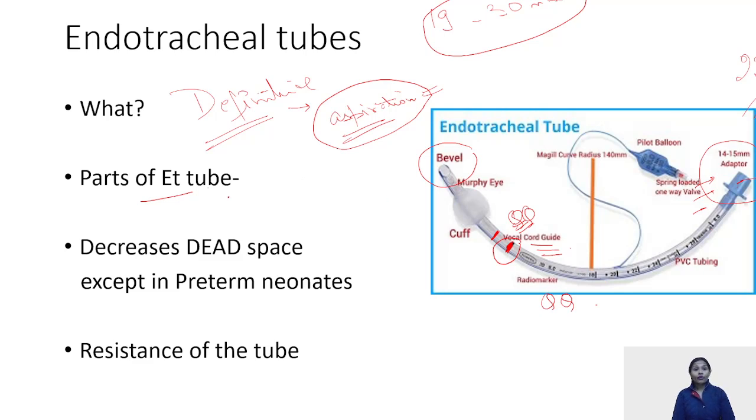The material from which the ET tube is made is asked. And the black marking, up to which you are going to enter the glottis, that is your vocal cord guide, is asked.